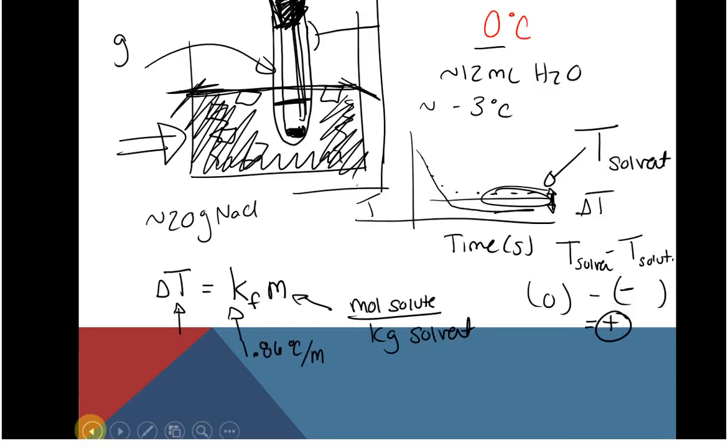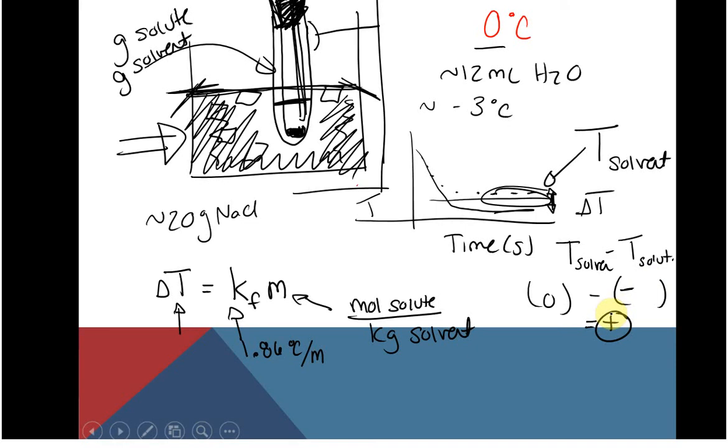So here you have the grams of your solute because you're going to weigh it out. You also have the grams of your solvent because you're weighing that out. This constant comes from the table, and your delta T comes from the temperature in part A and the temperature in part either B or C, depending on which section you're in.